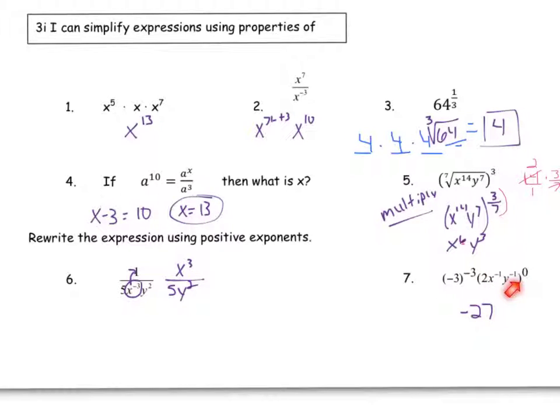So that changes it to 1. So you just have to do, that's over 1, you have to do negative 3 to the negative third power. If it was negative 3 to the third power, it would be negative 27. But because it's to the negative third power, we have to do the reciprocal and put it over 1.